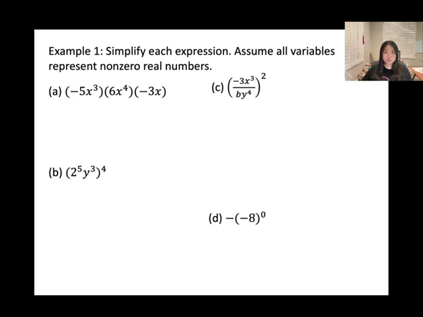Let's check part A. You could multiply the numbers -5 times 6 times -3. And then for the x, we do have the same base, x, x, x. So you could just add up the exponents: 3 plus 4 and then plus 1 here. So you could get 90x to the power of 8.